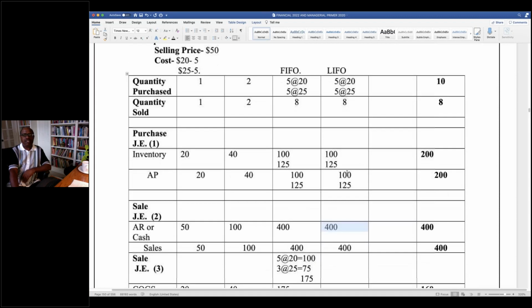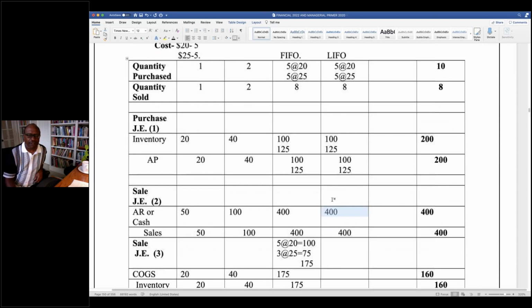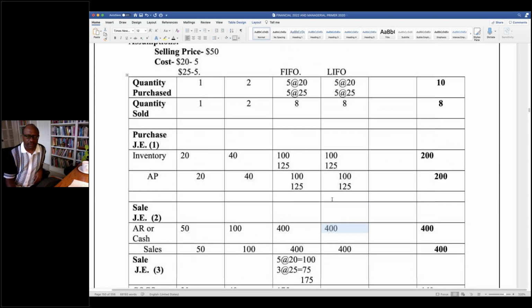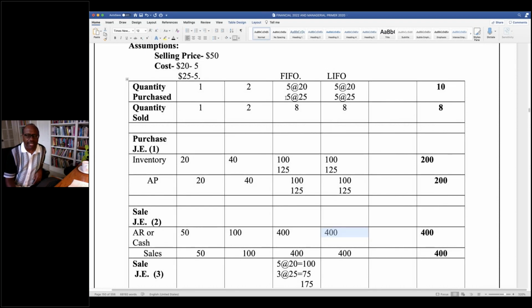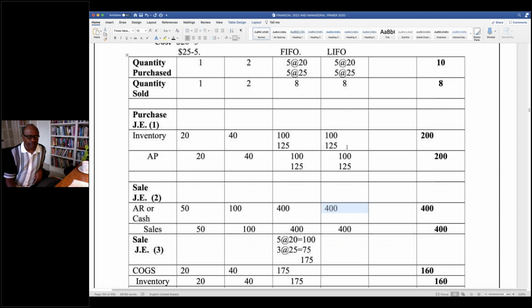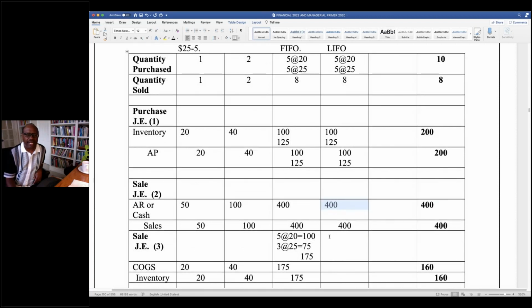So B students, as you're working on your FIFO and your LIFO, if I did FIFO, then just about everything is the same except when I get ready to get this cost of goods sold. So instead of 5 at 20, I'm going to have 5 at what? 5 at 25. Thank you, Kim. And you have 3 at 20. 5 at 25, so that's going to equal what? 125.